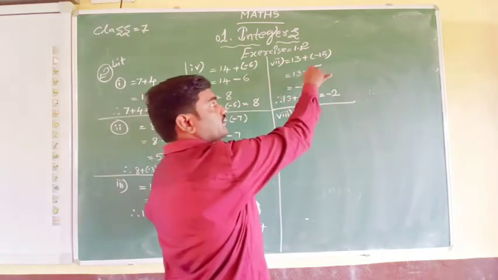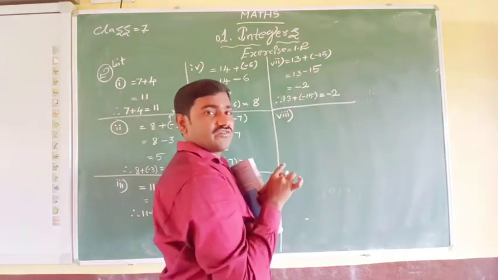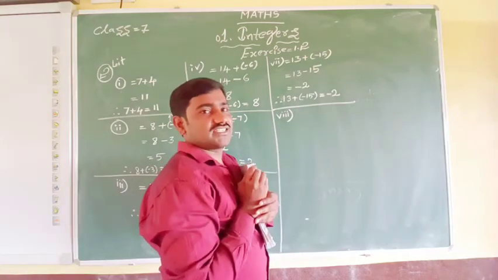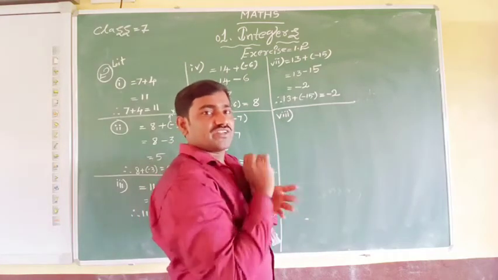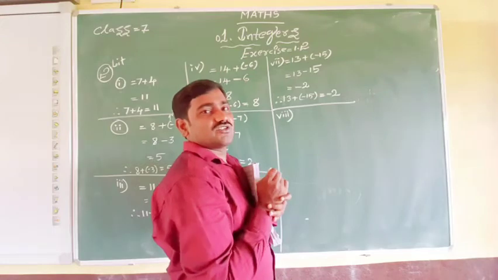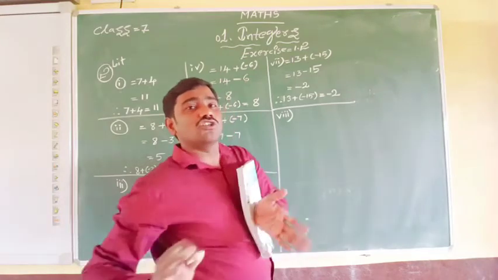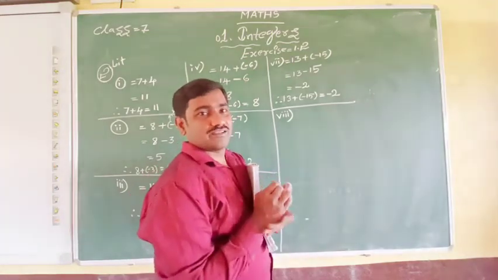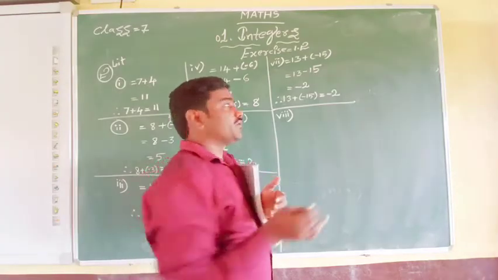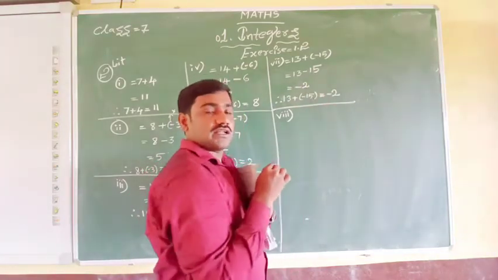From 13, if you subtract minus 15, we have only 13 chocolates. Give me minus 15 chocolates. It's not possible. Then we have to borrow the 2 chocolates from the others. That means the 2 chocolates in the negative. This is what the answer is then.